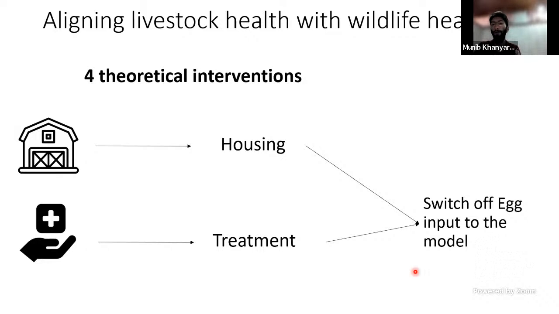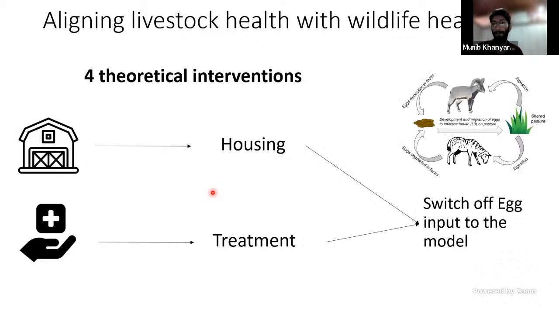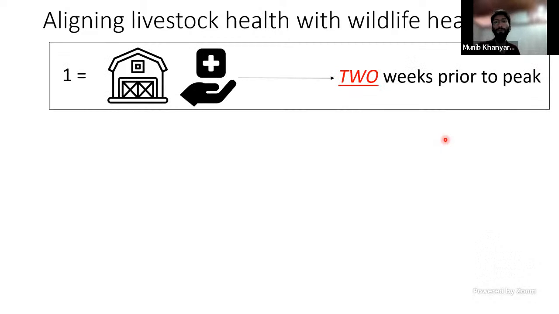Essentially, the way it's done in the model is you switch off the egg input from the livestock for that given period of time to see what might happen to the output of the infection on pasture. So if you remember this conceptual model again, what we're doing is cutting this egg input onto the pasture from livestock for whatever given time. And the 4 scenarios were, because we had this very well-defined peak that lagged with temperature, we said, okay, what if we house them or treat them for 2 weeks?